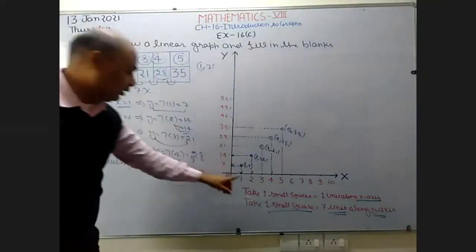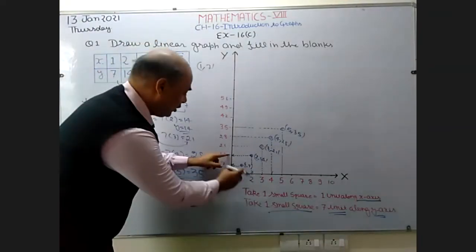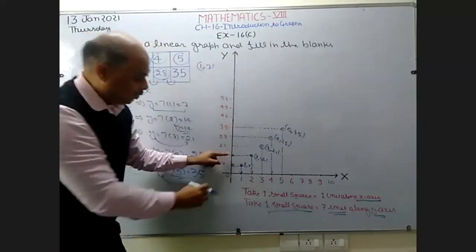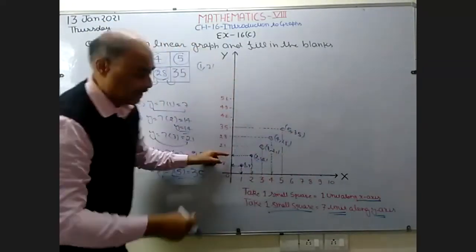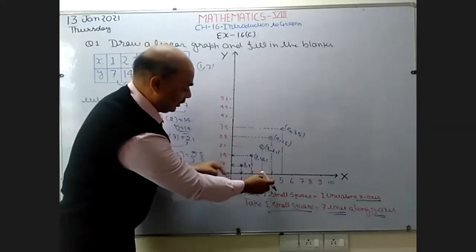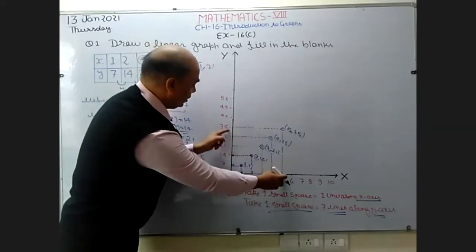Similarly 2 and 14. This is the value of x. This is the value of y, because this is your y-axis. On the y-axis we take the value of y, on the x-axis we take the value of x. So this becomes 2 and 14. Similarly this becomes 3 and 21. This is 4 and 28. And this is 5 and 25.